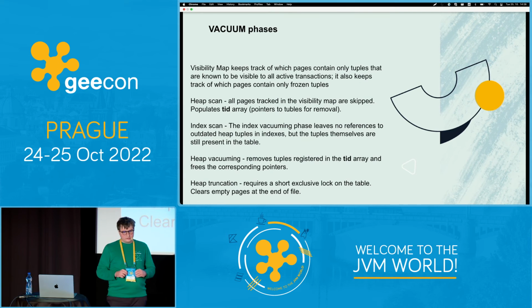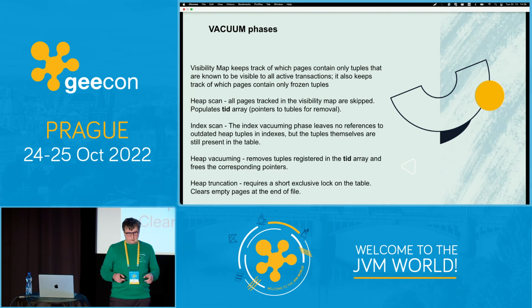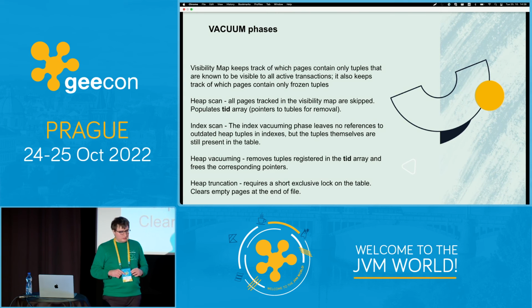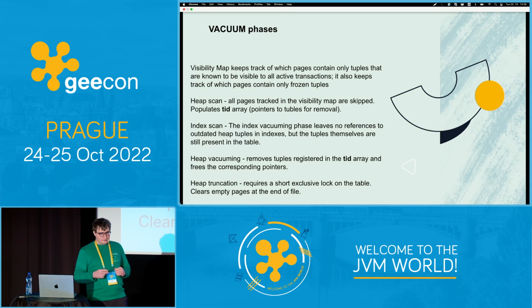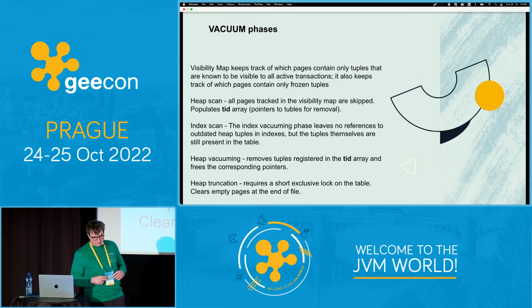After that, the next step is heap vacuuming. So now you can remove the tuples that are in the TID array. And when you remove tuples from the pages, this space is not reclaimed back to your system. Instead, it could be used for new tuples in the future.